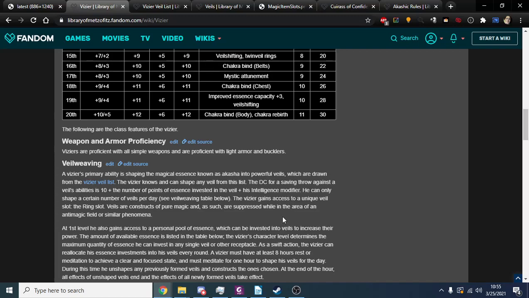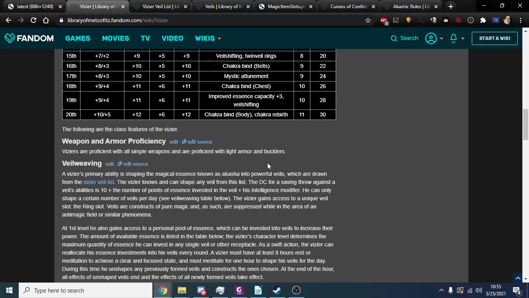Next is the veil weaving modifier, which is generally just the same modifier like you would see on a caster. So wizards are an int-based class, viziers are an int-based class, clerics are a wis-based class, radiants are a wis-based class, things like that.